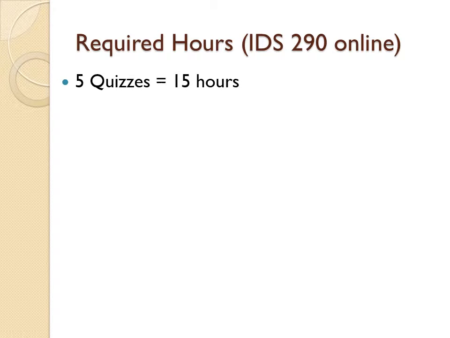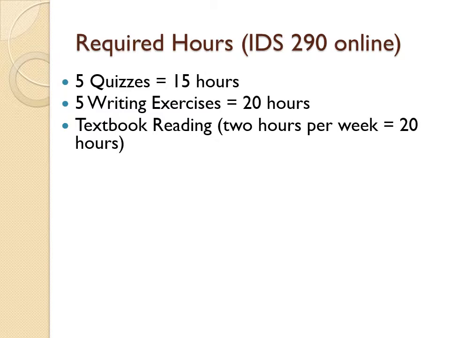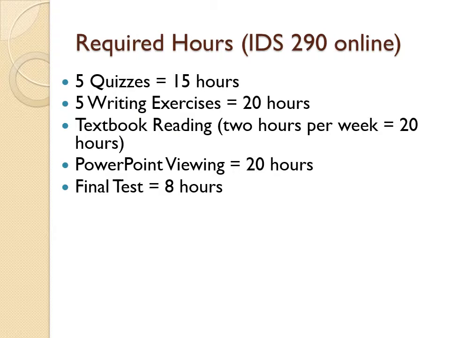Preparing for and taking the 5 required quizzes should take about 15 total hours over the course of the semester. The 5 writing exercises will take you about 20 total hours. The textbook readings will take you about 20 total hours to complete, and viewing and studying the PowerPoints also about 20 hours. Preparing for and taking the final test will probably take about 8 hours to do it well, and the 2-part major project will require about 30 total hours of work.